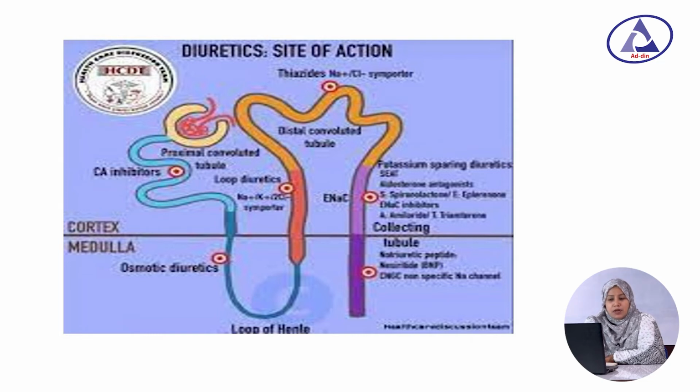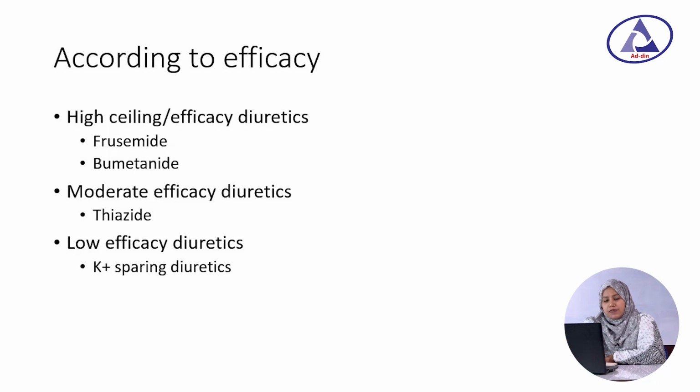Here is the proximal convoluted tubule. Carbonic anhydrase inhibitors and osmotic diuretics act here, and in the ascending limb the loop diuretics act. In the proximal part of the distal convoluted tubule the thiazide diuretics work, and spironolactone acts on the collecting tubule or collecting duct. Okay. Now another classification is according to the efficacy.